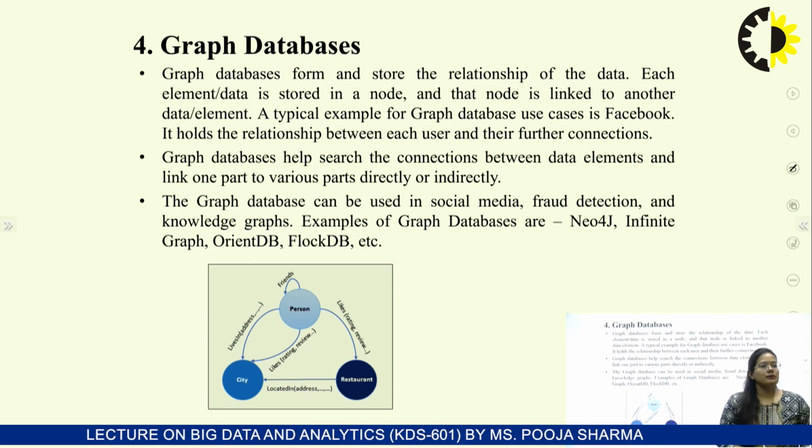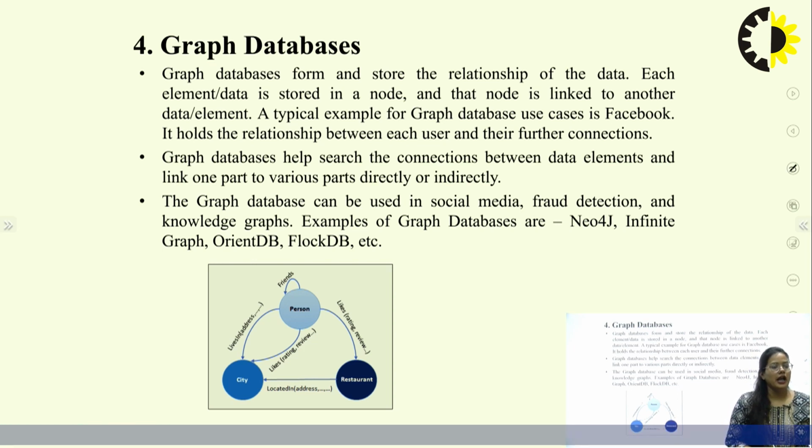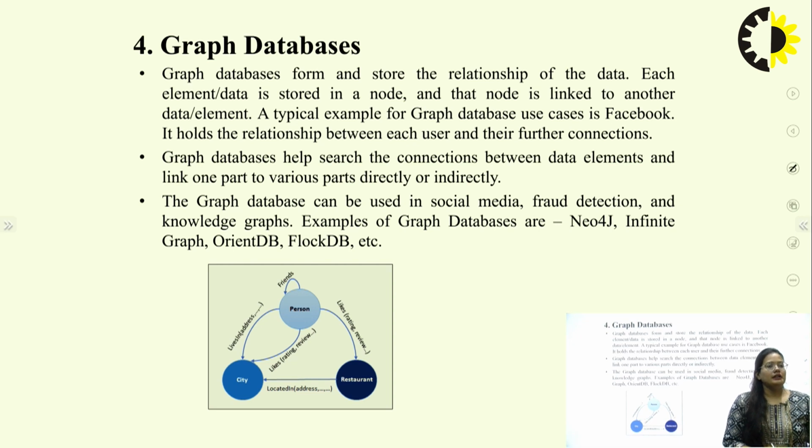So, a graph database helps us see the connections between data elements and link one part to various parts directly or indirectly. A graph database can be used in social media, fraud detection and knowledge graphs. Examples of graph databases are Neo4j, Infinite Graph, OrientDB, FlockDB. These are the examples of graph databases.